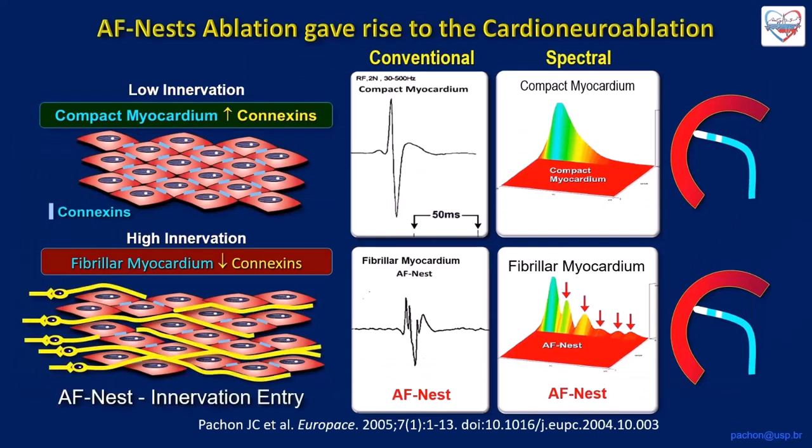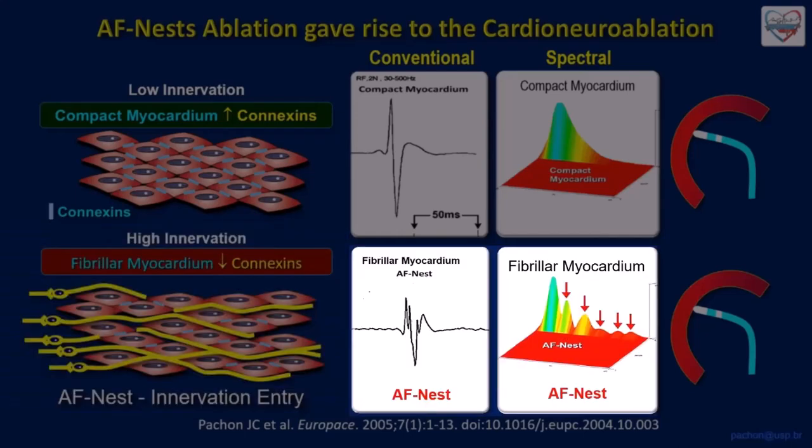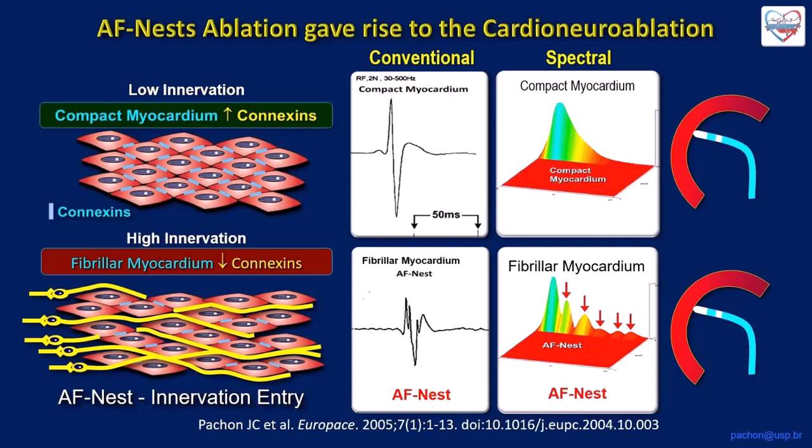Considering that the ablation of the atrial fibrillation nest caused the vagal denervation, we realized that atrial fibrillation nests are related to the cardiac innervation entry, and that the presence of interlaced neural fibers causes a certain degree of electrical disconnection between myocardial fibers, causing changes in the spectrum. Also, the electrical poor connection allows the electrical resonance that helps the atrial fibrillation maintenance.